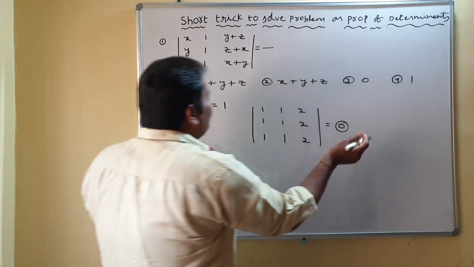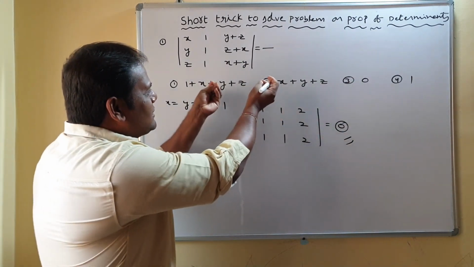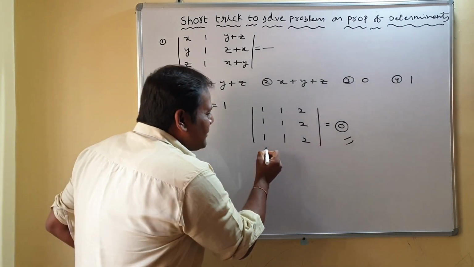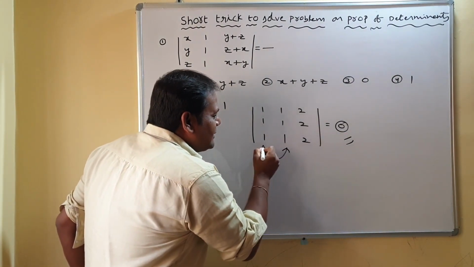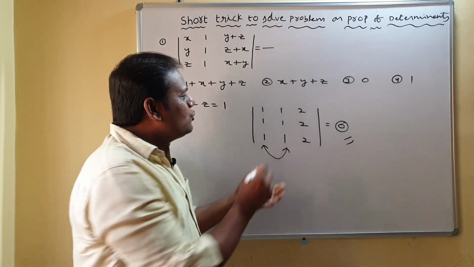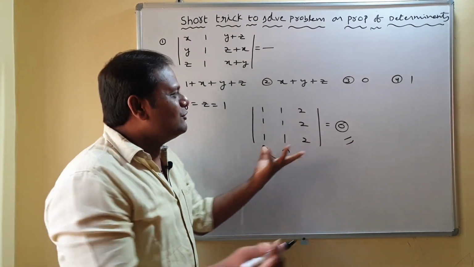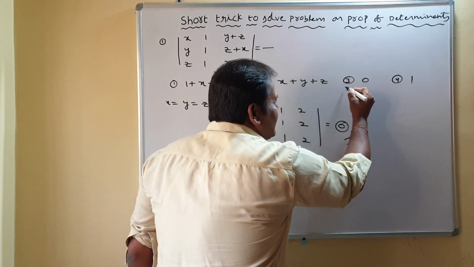So, no need of applying any row or column transformations to this. You know that in a determinant, if any two columns are identical or any two rows are identical, that determinant value is what? 0. So, the answer to this question is 0.